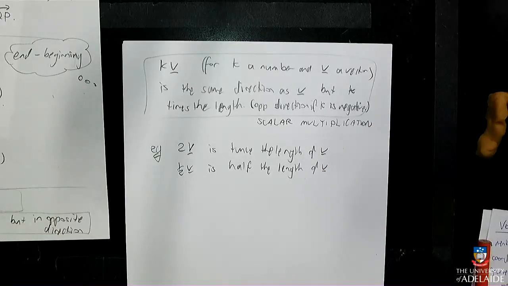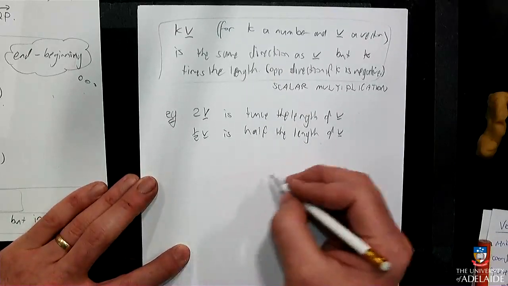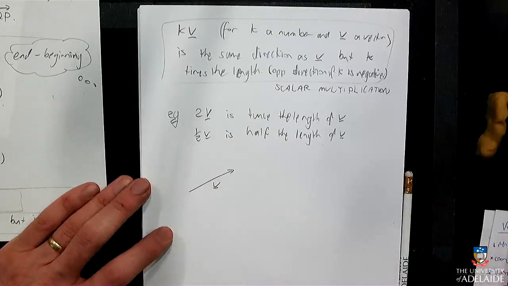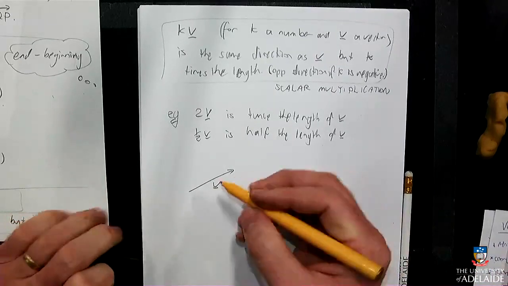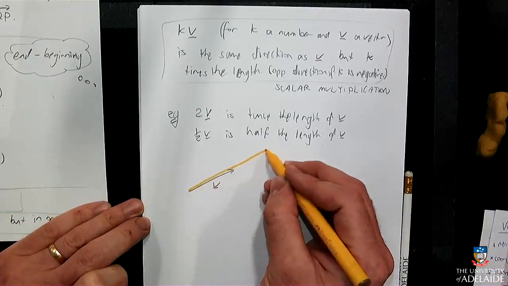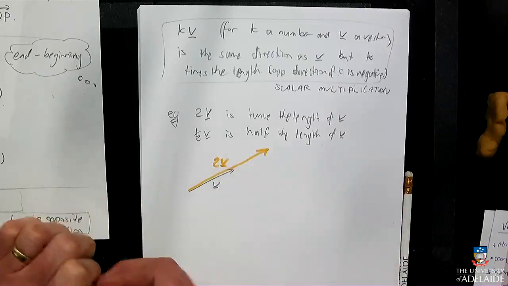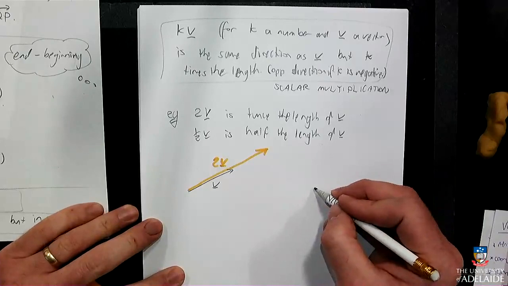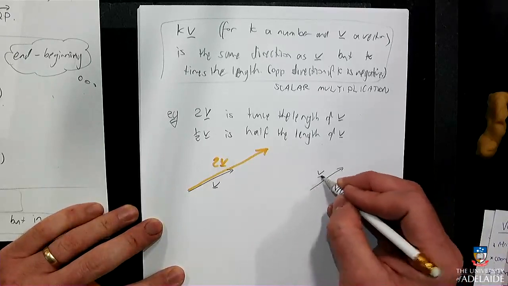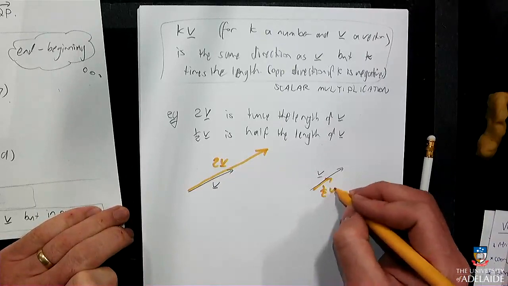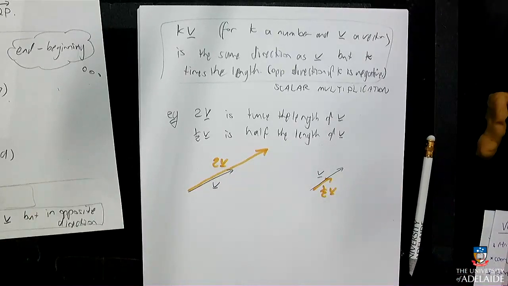Okay, I'm just going to draw a quick picture of that. So if this is v, then 2v would be twice as long. 1, 2. That's 2v. And if this was v, then half of v would be half as long. Okay.